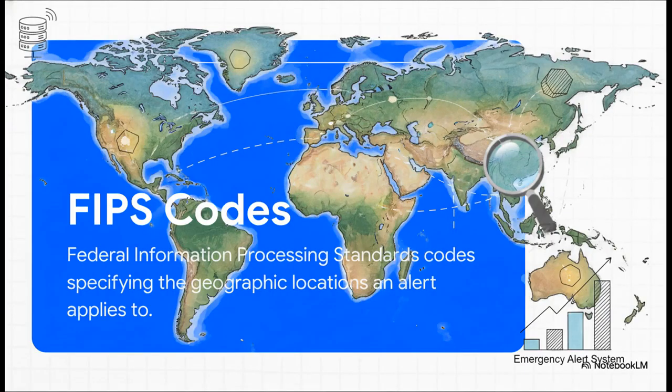Now, a really cool part of that first stage, reception, is this idea of FIPS codes. You see, the system isn't just listening for any old alert. It's looking for these super specific geographic codes. And for all you IT folks out there, think of it kind of like IP subnetting, but for geography. It lets the system be incredibly precise, making sure a local flood warning in one county doesn't set off alarms 3 states away. Pretty smart, right?